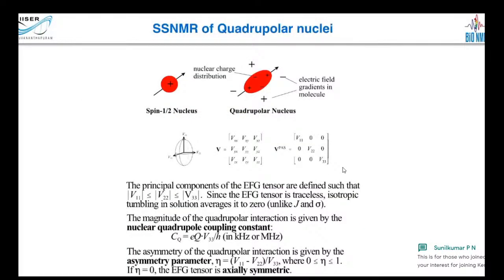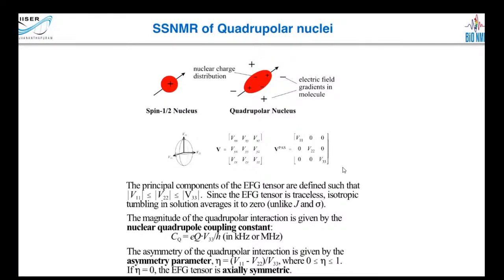Right. So now comes the idea of quadrupolar nuclei, and with this I will end after maybe 5-6 minutes. So quadrupolar nuclei. The problem with quadrupolar nuclei is that the nuclear charge distribution is not uniform. In your spin half molecule, the nucleus is spherical. That means it is uniform. The charge distribution is very uniform.